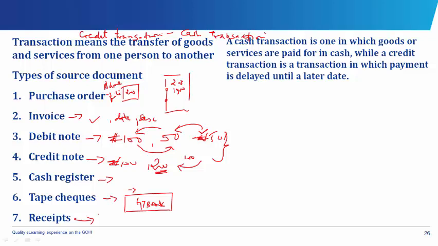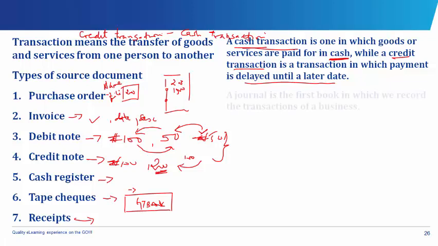Okay, so before now we explained cash and credit transactions, and we said that a cash transaction is one in which goods or services are paid for in cash. Very important, in cash. While a credit transaction is a transaction in which the payment is delayed until a later date. So those are the two types of transactions: a cash transaction and a credit transaction.